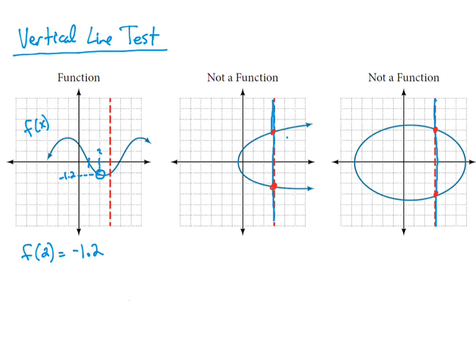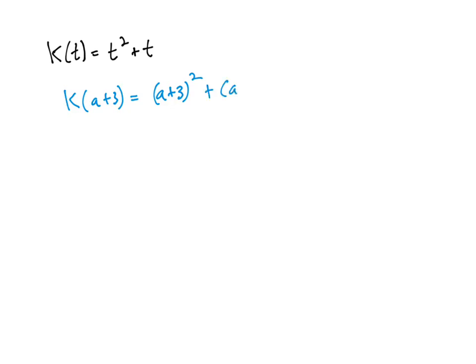And then the last thing I want to look at is an example of evaluating a couple different functions. Say I have k of t is equal to t squared plus t. The function is named k. In this case, the input is t. And I want to find k of a plus 3. So I'm going to input a plus 3 wherever the t is, and then I'm going to simplify this down.